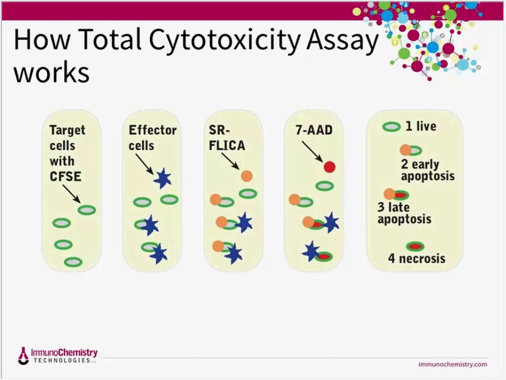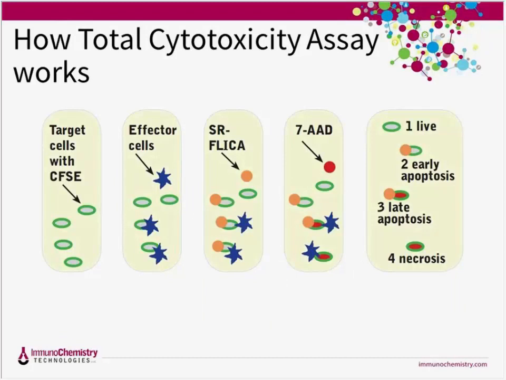Next, to expand on the capabilities of the basic test, we'll go ahead and take a look at our total cytotoxicity assay. The first two steps of this kit are the same: purifying the target cells, staining with CFSE, and then adding the effector cells.